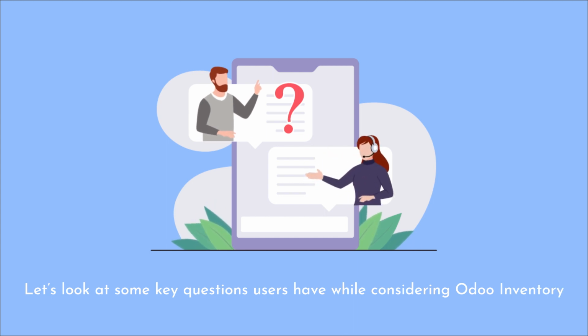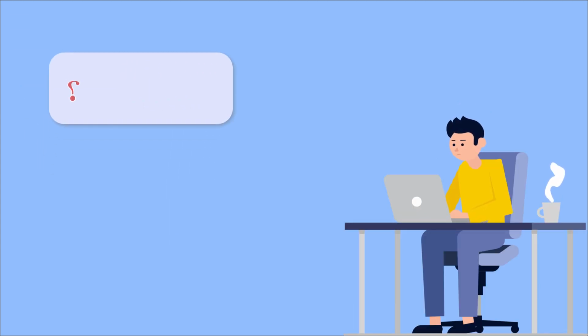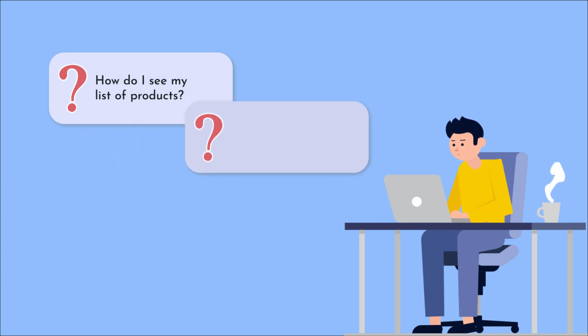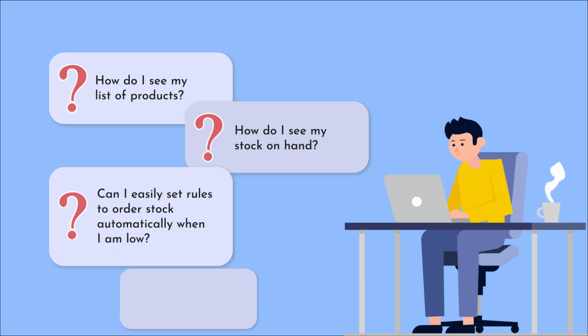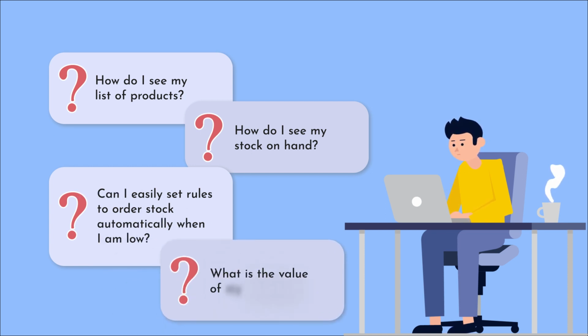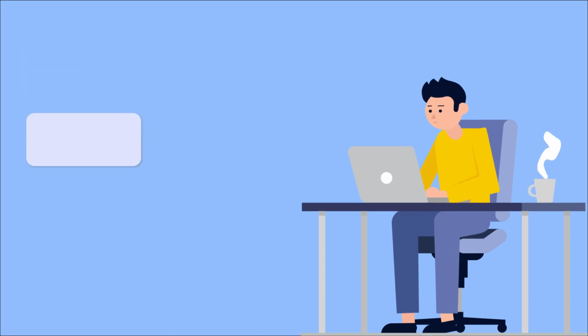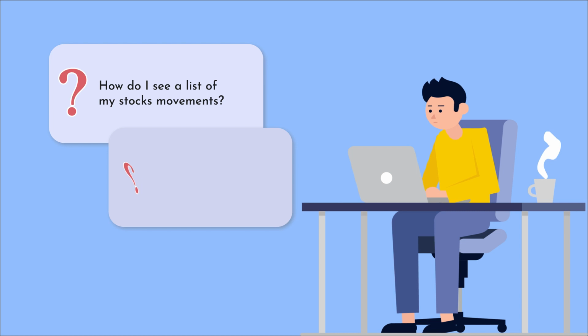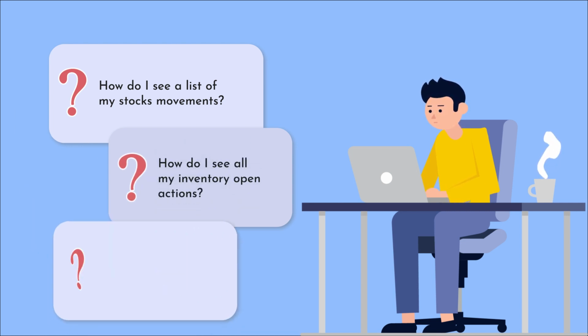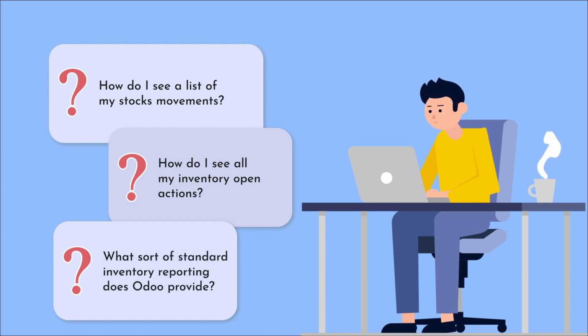Some of the questions that a manager might need to answer using their workflows in Odoo are: how do I see my list of products? How do I see my stock on hand? Can I easily set rules to order stock automatically when I am low? What is the value of my inventory? How do I see a list of my stock movements? How do I see all my inventory open actions? And lastly, what sort of standard inventory reporting does Odoo provide?